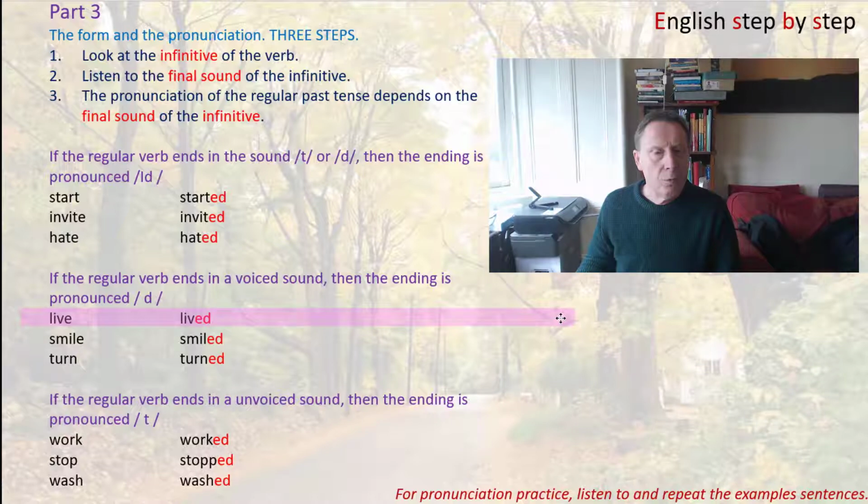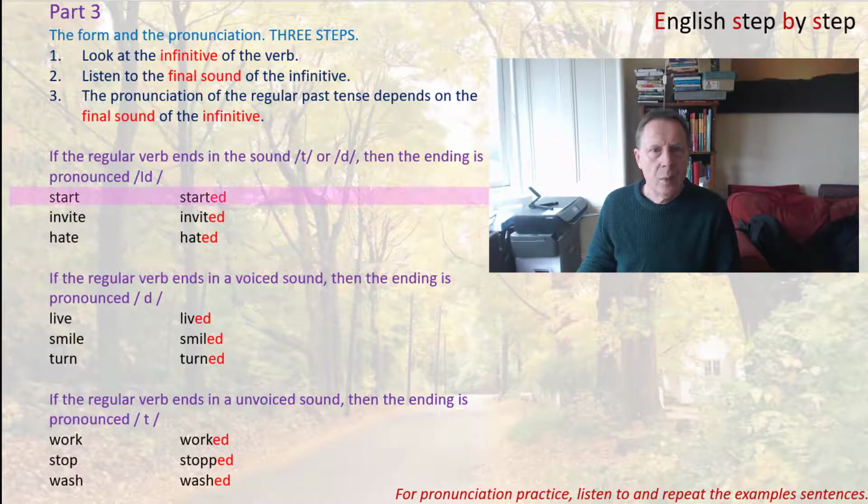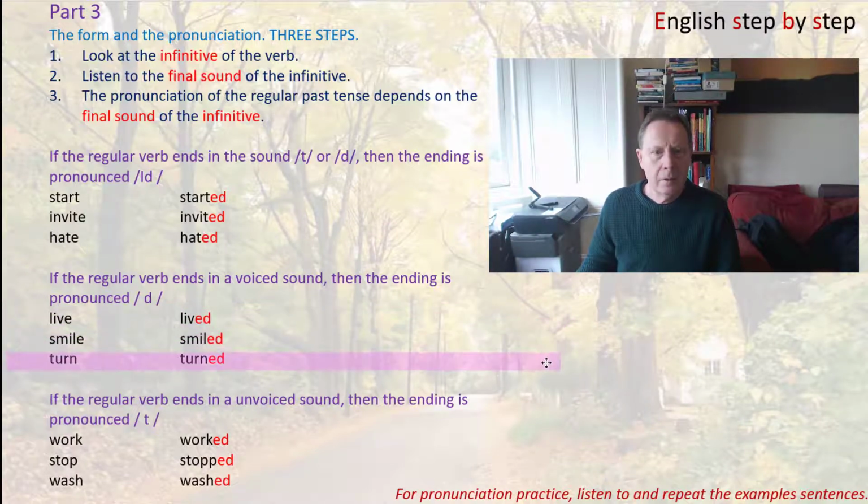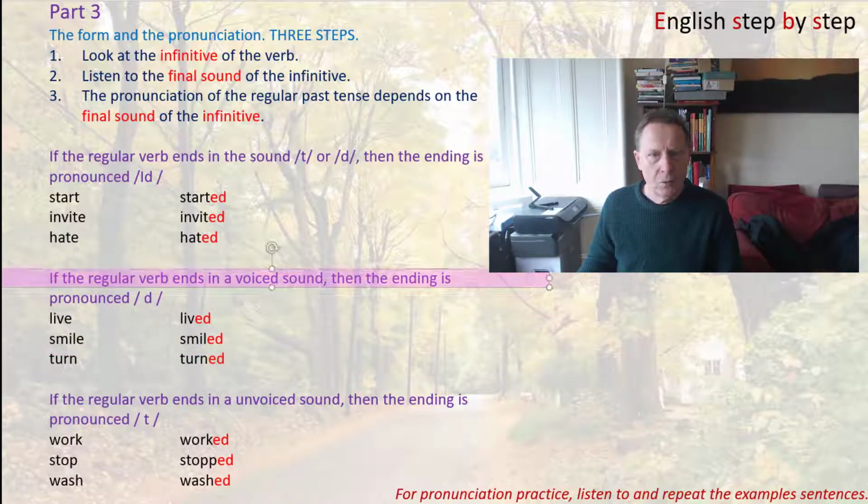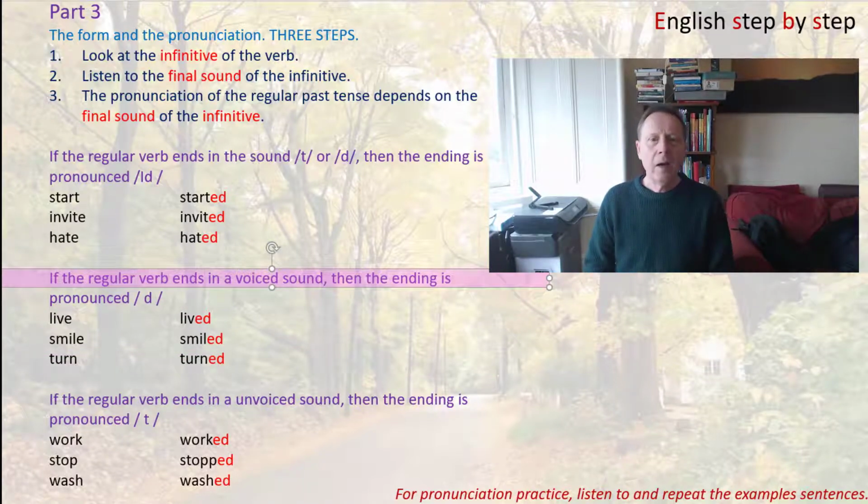There is a different rule for these verbs. So this one: started, invited, hated. But here we have lived, smiled, turned. Now why is it different? Well, here is the rule. If the regular verb ends in a voiced sound, then the ending is pronounced d.